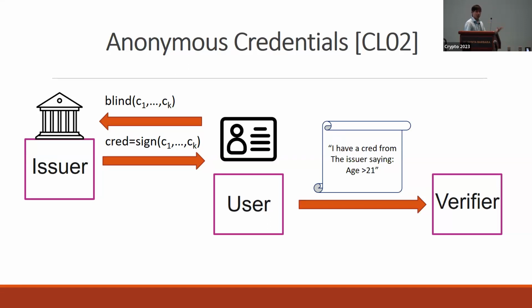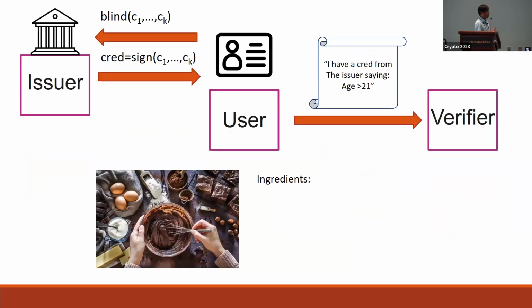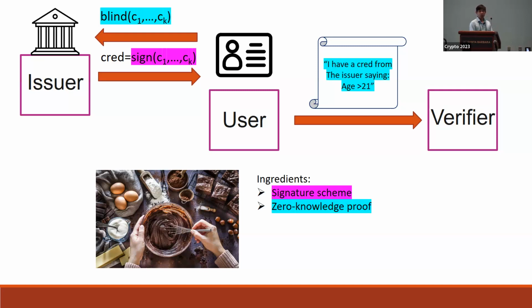There are some properties which were discussed before, like the private attributes should be private, and also unlinkability. So even the issuer, anyone, can't link the credential to where it's used. We already saw that there's a common framework to build such primitives, which contains the following ingredients. It has a signature scheme, which the issuer uses to sign these attributes. And then there's a zero knowledge proof, which appears in two places.